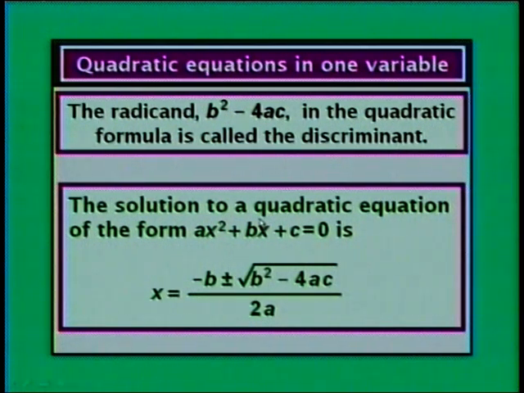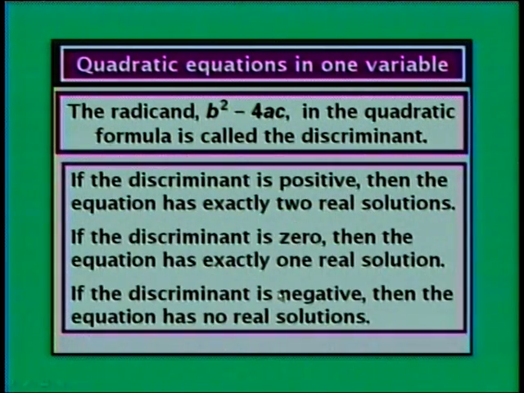Let's explore why that's important. Well, b² - 4ac is the expression underneath the radical. That's what the word radicand means. And the value of that expression tells us something important about the solution set to the quadratic equation. Specifically, if the discriminant is positive, then the equation has two real solutions, because the square root of a positive number is a positive number, and so when we add the square root, we get one solution, and when we subtract the square root, we get a second solution.